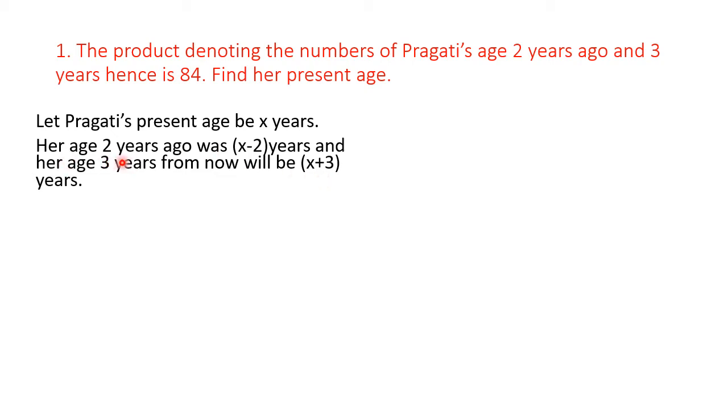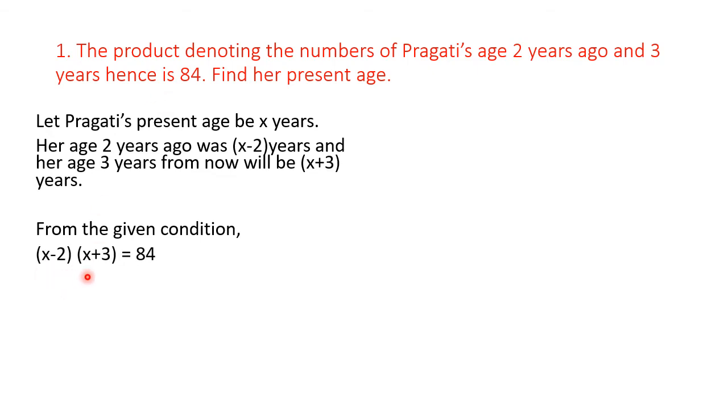So her age 2 years ago was x minus 2 years, and her age 3 years from now will be x plus 3 years. Now what is given according to the given condition? The product of the numbers denoting Pragati's age 2 years ago and 3 years hence is 84. So the product of these two, x minus 2 and x plus 3, is 84. And then we open the brackets.